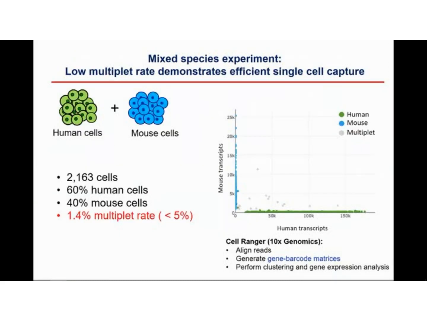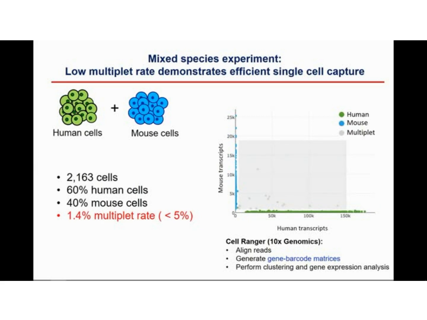To do this, we can verify by what we call a mixed species experiment. So what we do is get some human cells and mouse cells, mix them together, and perform single cell RNA sequencing. If the oil droplets only capture one single cell at a time, a captured mouse cell should align back to the mouse genome, or a captured human cell should align to the human genome. So whatever is in between is when the oil droplet captures more than one cell.